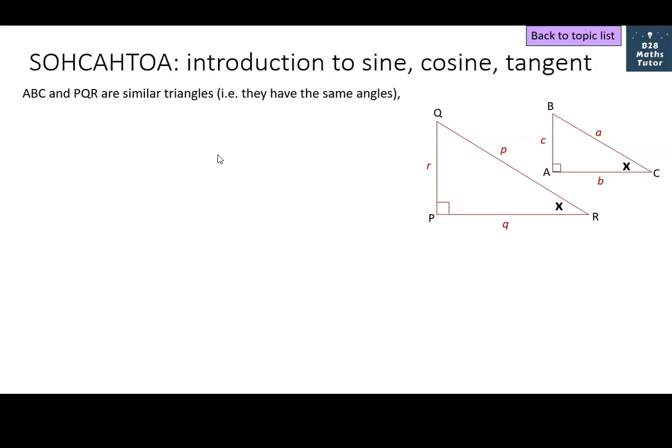Because they're similar, that means that the sides are all in the same ratio as well. So the ratio of P to R is the same as the ratio of A to C. The ratio of B to A is the same as the ratio of Q to P. The ratio of C to B is the same as the ratio of R to Q, and so on.